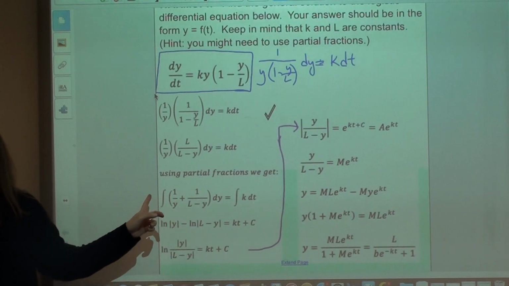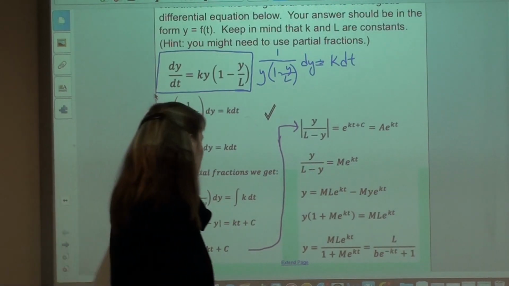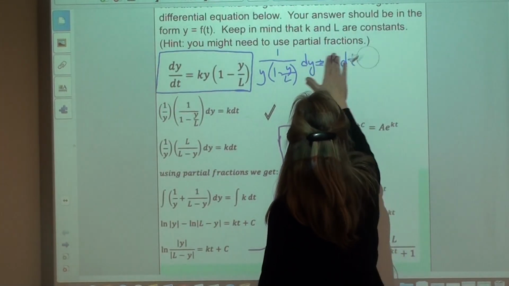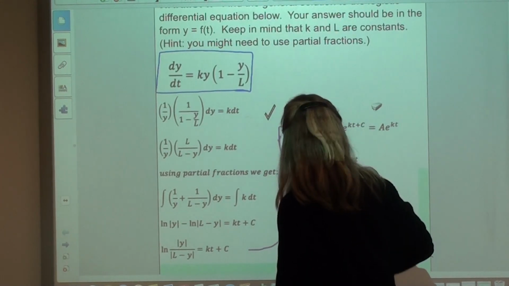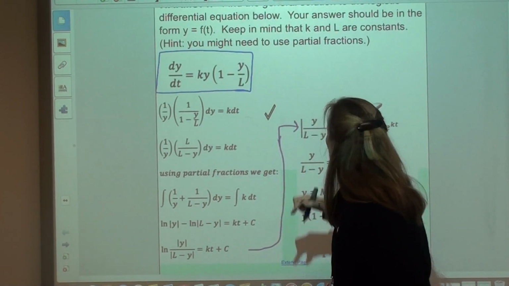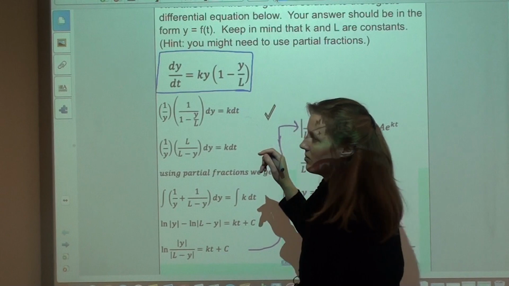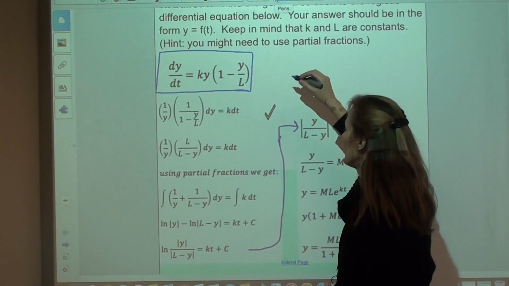How do we get the partial fractions? Okay, so I'm having board issues today. I have to hit the thing every time it changes.